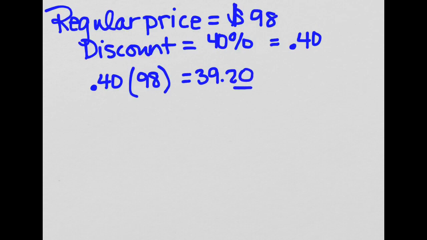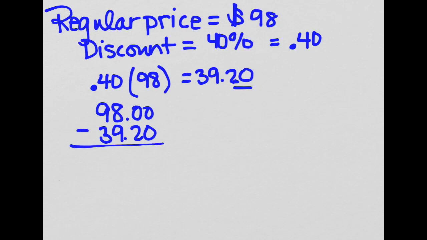Again, I have to give 2 decimal spots because it's money. Then I want to say, okay, I'm going to say 98 minus this 39.20. And that is 58.80.